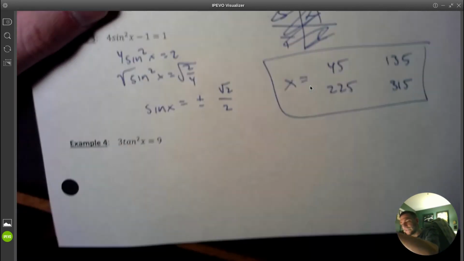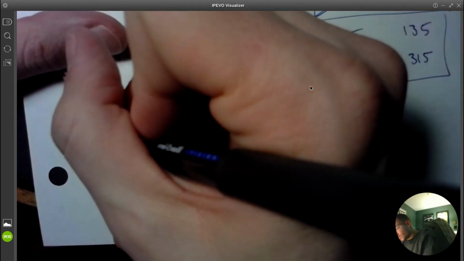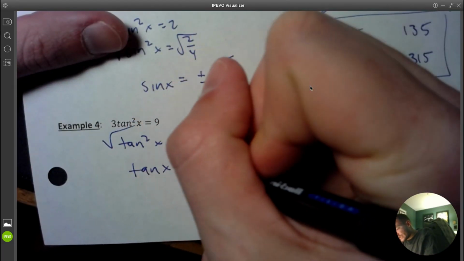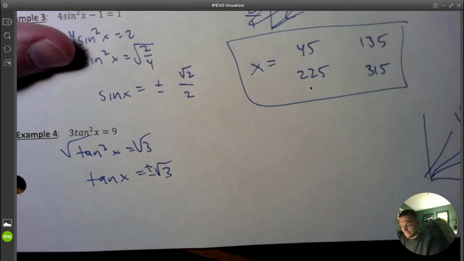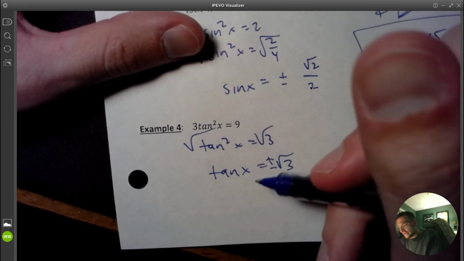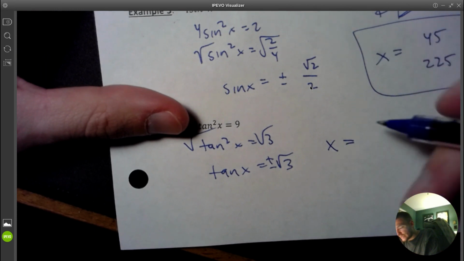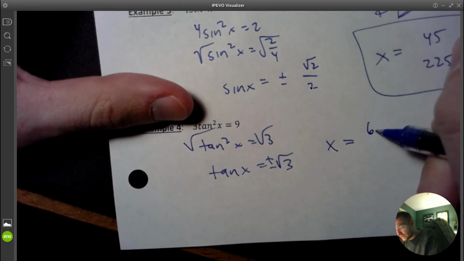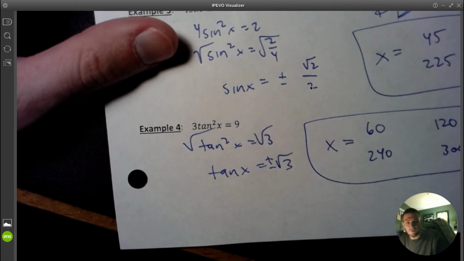Let's finish up. Divide by 3. Tangent x squared equals 3. Square root both sides. Tangent x equals square root 3. That's a plus or minus. Again, we've talked about the unit circle. I kind of cheat. I like to think about my tangents all the way over here. Square root 3 is up at 60 degrees. And again, I want the pluses and the minuses, so I don't care about a smart trig class. It's all the same as before. 60, 120, 240, 300. It's all 4 answers.